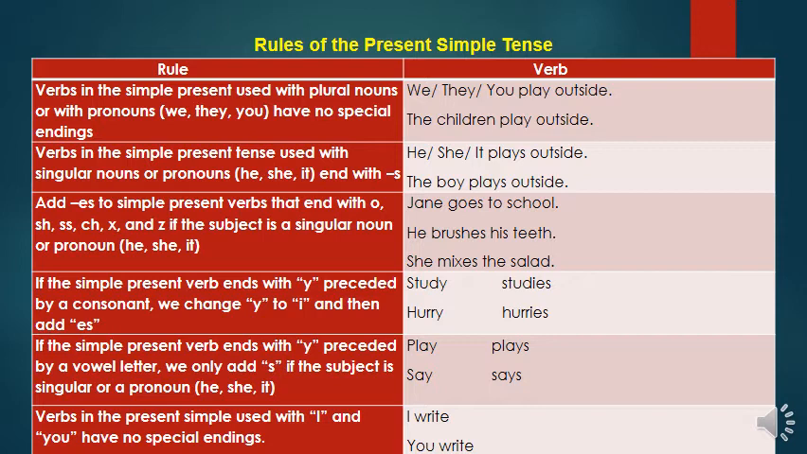So these are the rules of the present simple tense, the spelling rules of this present simple tense. Let's see what's next.